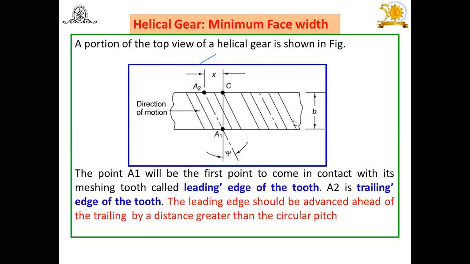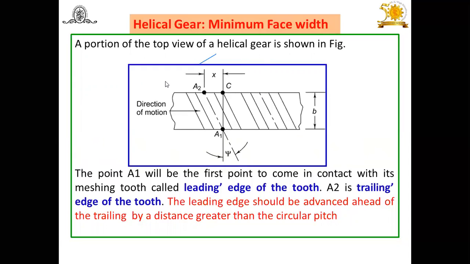Look at this diagram. This figure represents the top view of a helical gear. Again here you will observe the direction of motion which is shown by the arrow. Suppose this is the axis. It is going to rotate in the direction which is shown in this way. That means the arrow represents the gear rotating from left to right.